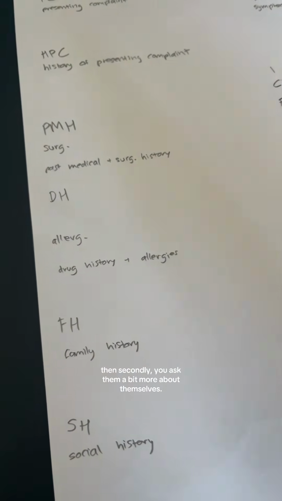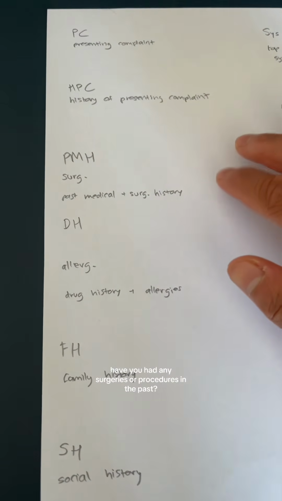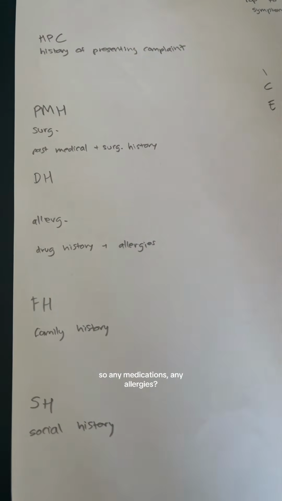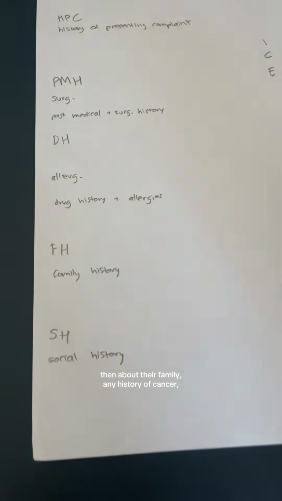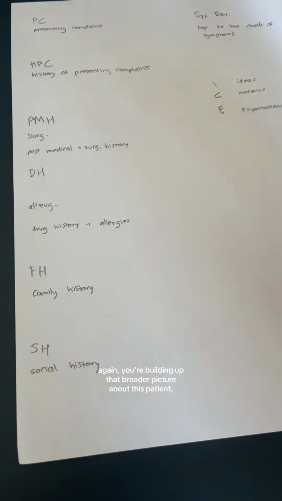Then secondly, you ask them a bit more about themselves. So you say, okay, do you have any medical conditions? Have you had any surgeries or procedures in the past? Do you take any medications? This is your drug history. So any medications, any allergies? Then about their family, any history of cancer, any history of autoimmune conditions. Again, you're building up that broader picture about this patient.